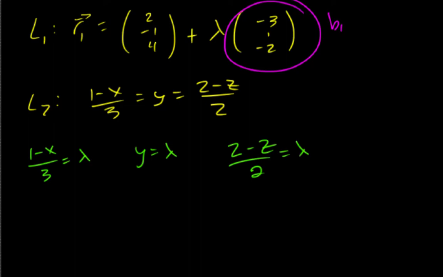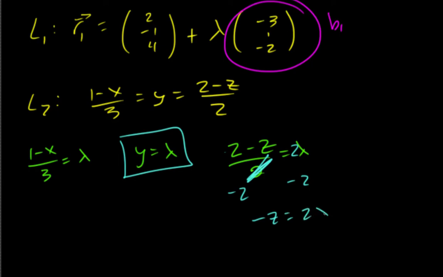And then solve for x, y, or z. So y is already solved. I'm going to multiply both sides by 2 to get 2 lambda. I'm going to subtract 2 from both sides. So I get -z is equal to 2 lambda minus 2, which gives me z is equal to -2 lambda plus 2.